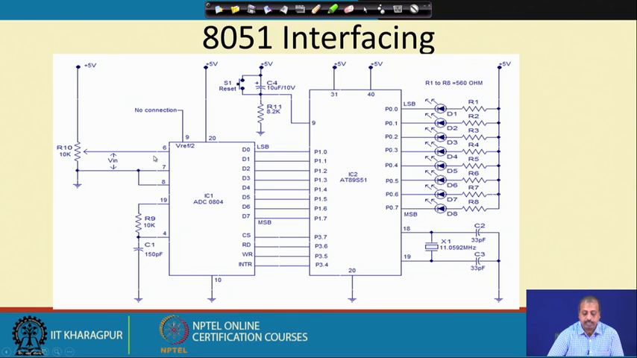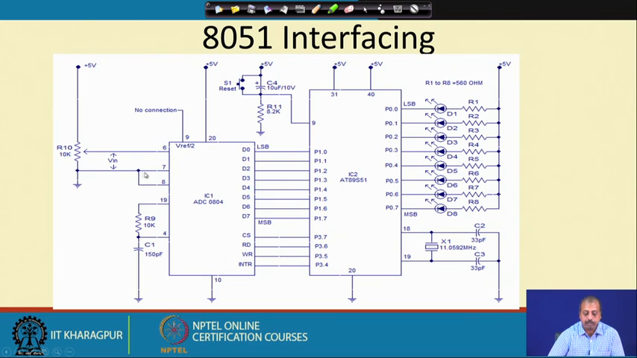Then the V in is the input to the ADC by means of this 10 kilo pot, so that we can change the pot position to give different analog input values to the ADC, and this ADC will convert the value accordingly.